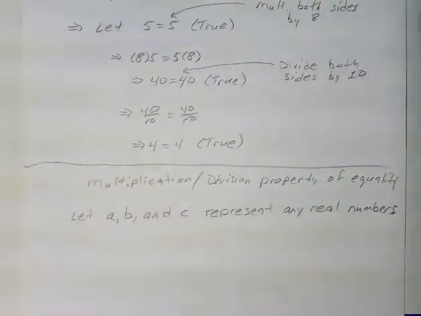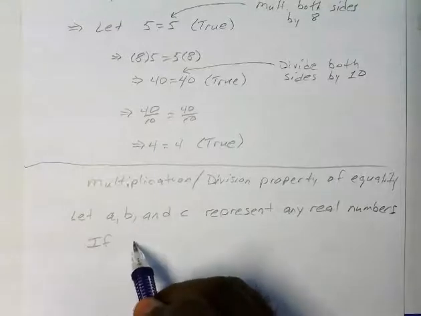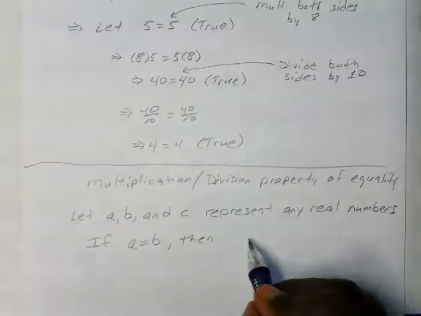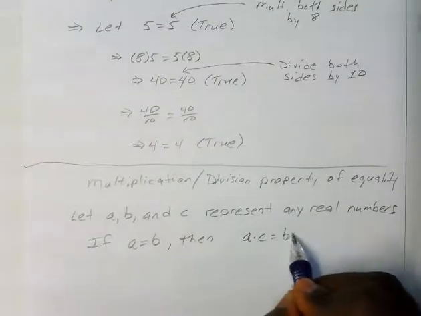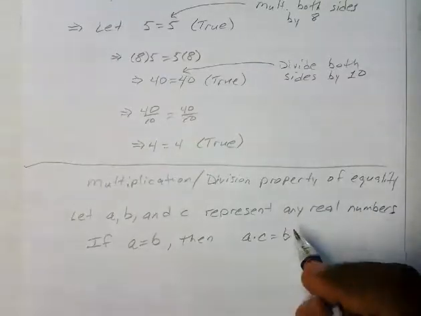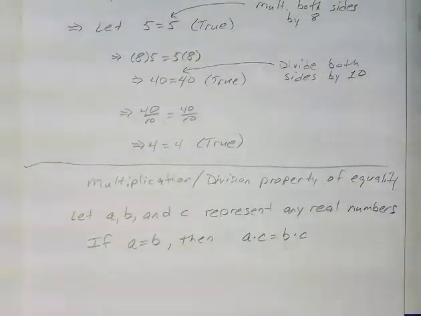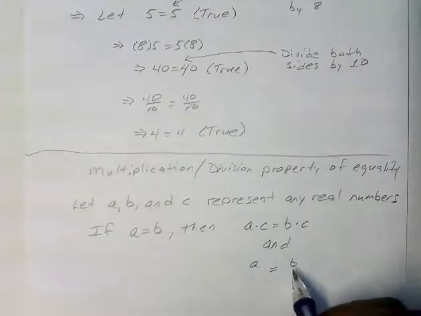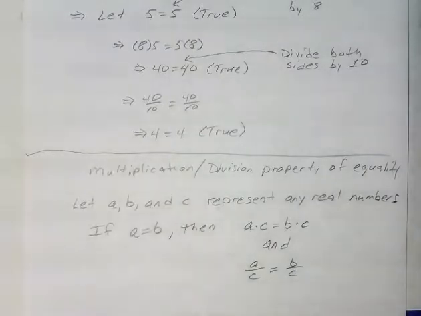Now let's say we have the stipulation that A is equal to B. Then if we multiply both sides by the same value, they would still be equal. And the same thing with division. We still have A equals B. If we divide both sides by the same value, it will still be equal. Okay, so let's get started on a few examples.